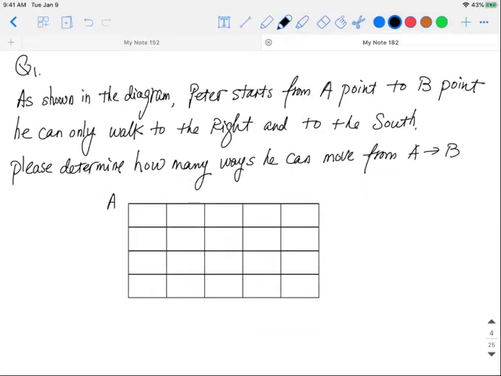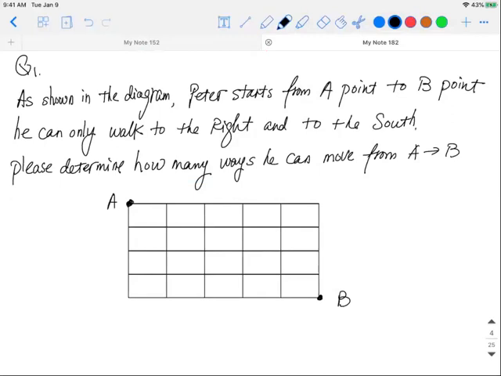This is A, this is B. As you can see in the diagram, Peter starts from point A and goes all the way to point B. Basically, every single step, he can only move one step. But whenever he moves, there is a constraint.